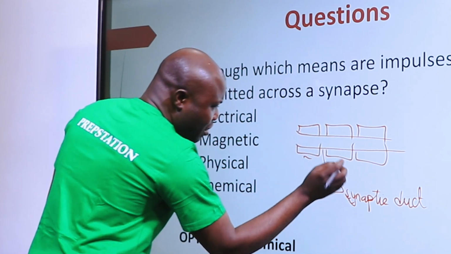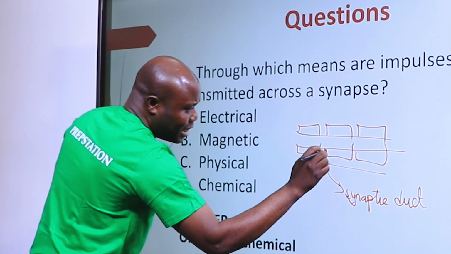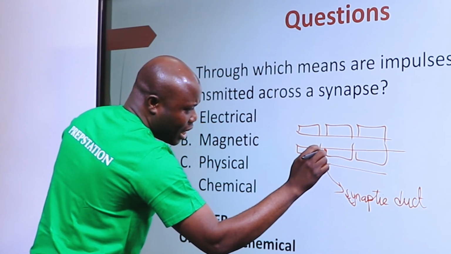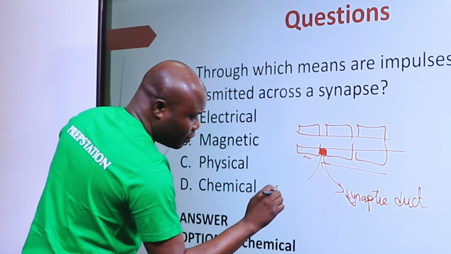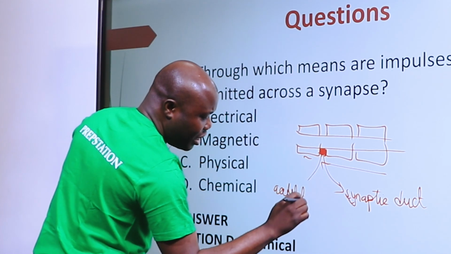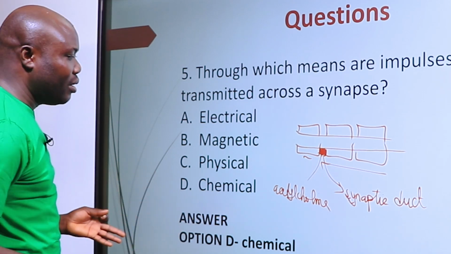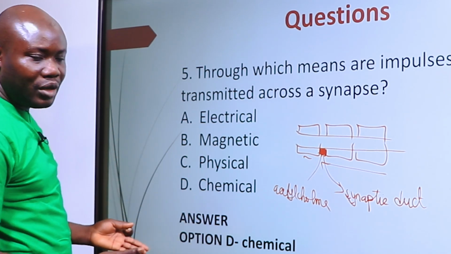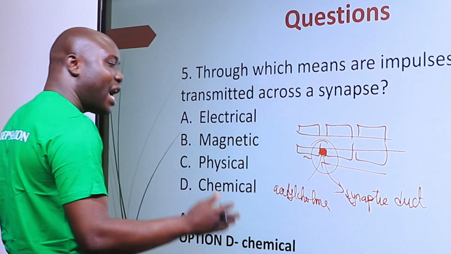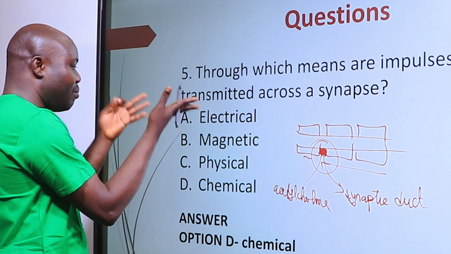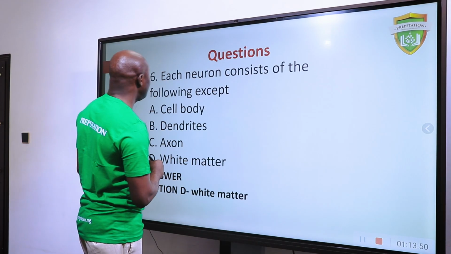Now, the point is, if the information is coming like this, when you get to this place, there's a chemical that diffuses through this gap here. Now, we call it what? Acetylcholine. You get? So the answer is chemical. I don't want to go into much detail. The answer is chemical because it is actually chemical and not electrical. It's not magnetic and it's not physical, of course. Okay, so let's move on.